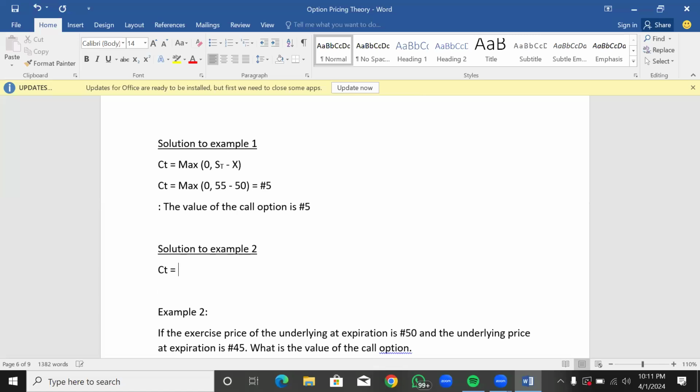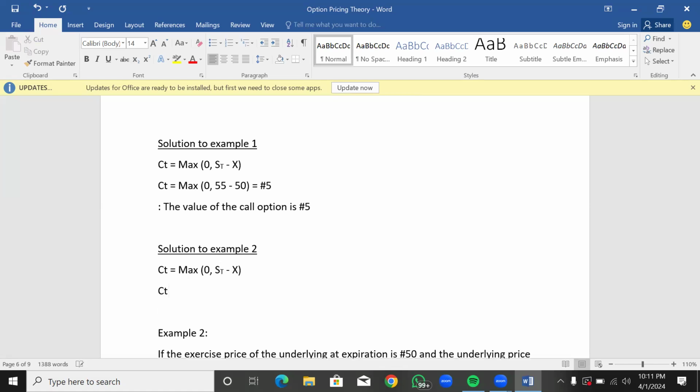Let's solve the second one. So max of 0, comma, ST minus X. CT now equals max of 0 and... what's my stock price? 45.